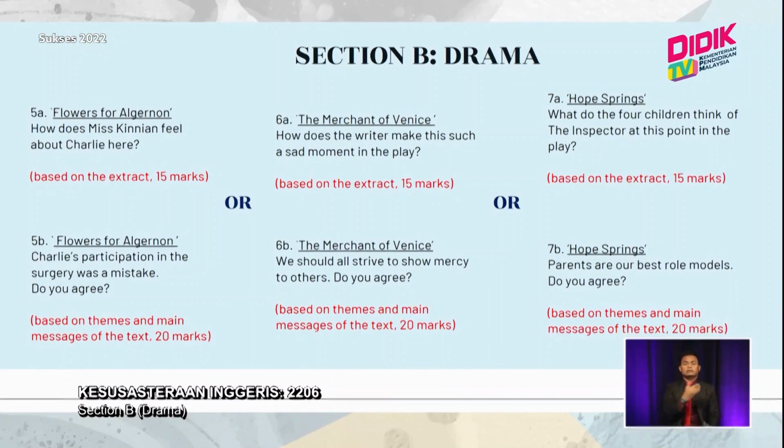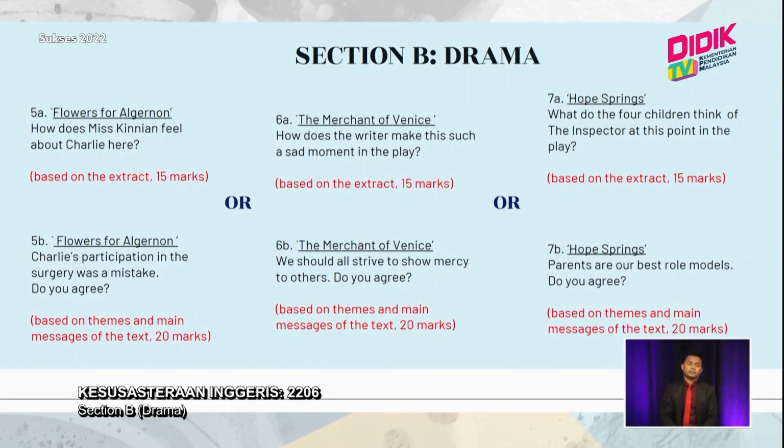All right, so let's take a quick look at what we have here. I've got questions for 5A and B coming from Flowers for Algernon, 6A and 6B coming from The Merchant of Venice, also 7A and B coming from Hope Springs. Candidates are going to immediately zoom in and select their drama of choice. But what I would like to point out is if you take a look at all the 3 A questions, you will find that they are rather similar in nature.